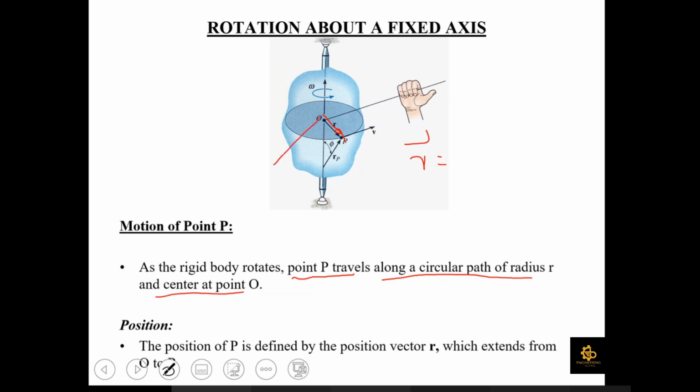Since we are considering the xy plane with the z axis outside this plane, this r vector is going to be of the form xi plus yj. That is, if you are asked to write this position vector r, since you are taking the xy plane as the plane of the rigid body, r is going to be of the form xi plus yj. The position of P is defined by this position vector r, which extends from point O to point P, and in vector form r equals xi plus yj.